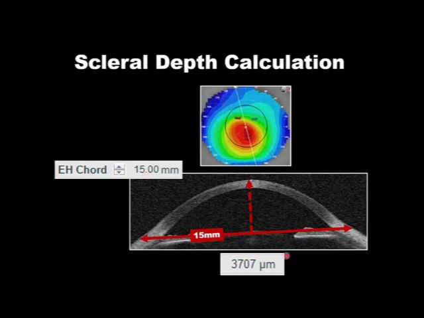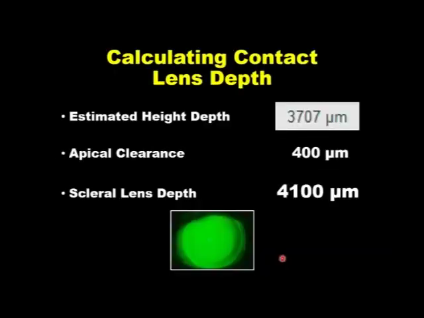Then the software will automatically estimate the height of the anterior chamber. In this case, it believes it's approximately 3,700 microns. Then we do this very simple formula. We take our estimated height measured by the Medmont, then add in your apical clearance recommended by the manufacturer, and that tells you the sagittal height of the initial lens that you should pull out of your diagnostic set. So it's a very mathematical way that we can choose the initial diagnostic lens.